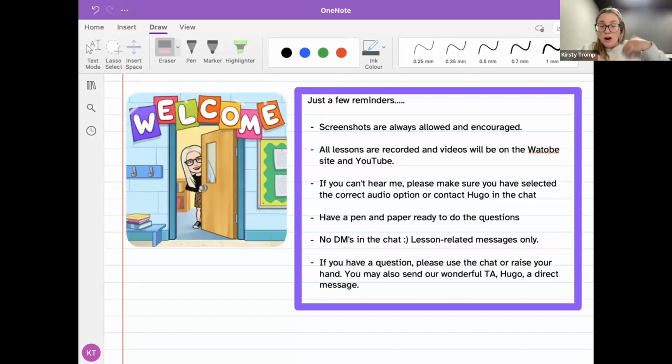We're going to carry on with our lesson that we finished with on Monday. So we're looking at functions and relationships. All right, so let's get going, everybody.